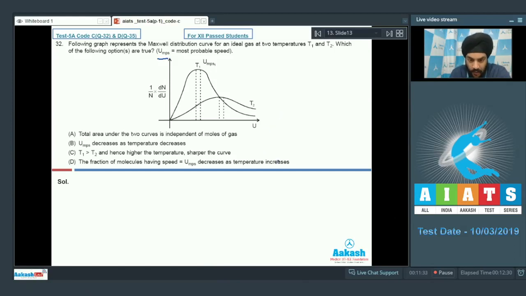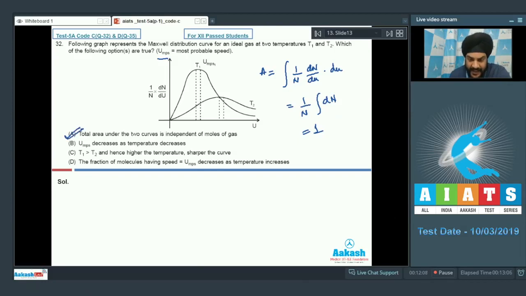If we talk about the A option now, total area under the two curves is independent of the moles of the gas. This statement is correct, students. If we talk about the area, so area will be given by integral of y into dx. So we have 1 by n dn by du, and we can have a small element on the x-axis which is given by du. So this will give us 1 by n integral of dn, and this on simplification will give us an area value equal to 1. So the total area under the two curves is independent of the moles of the gas. This statement is correct, students.